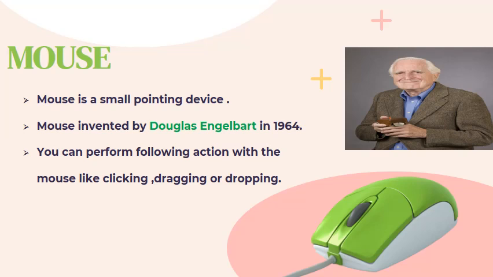Then the fourth main part of computer is mouse. Mouse was invented by Douglas Engelbart in 1964. A mouse is a pointing device. It should be kept on mouse pad. It moves well on smooth surface. Clicking, dragging and dropping are the actions you can perform with the mouse.